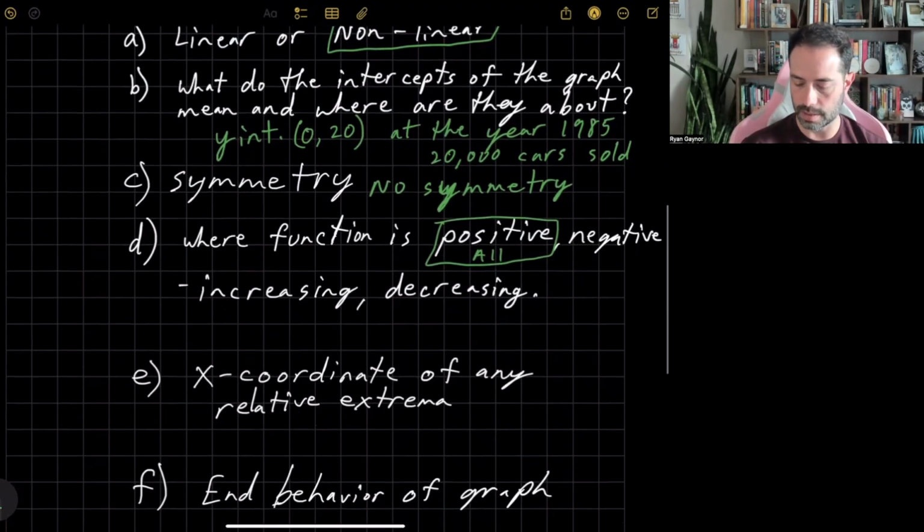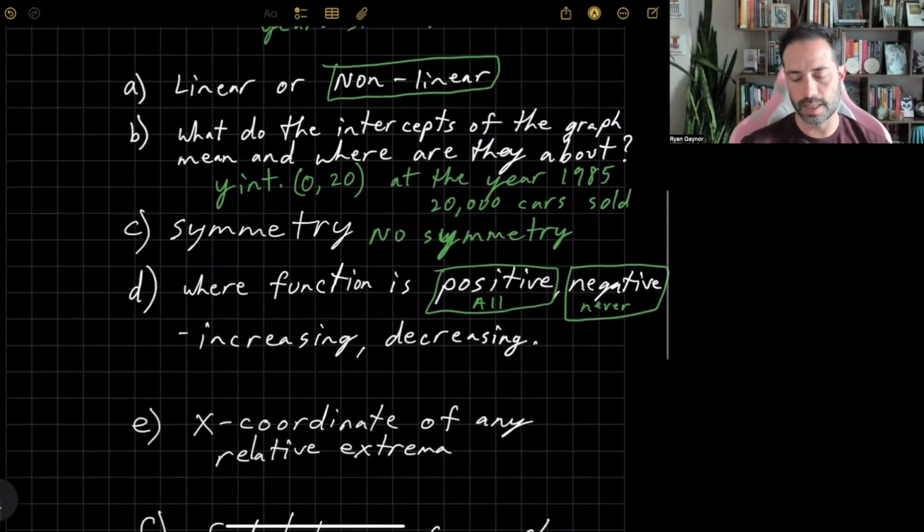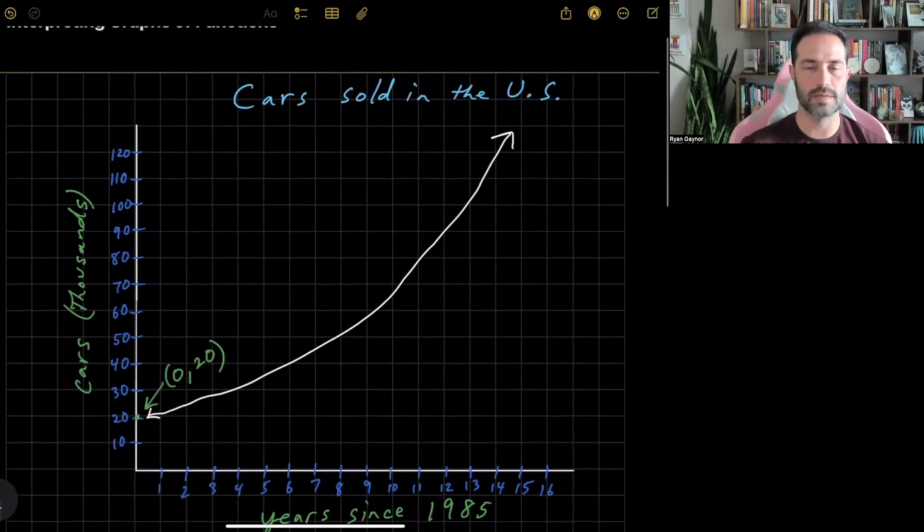So we can say never for the negative. All right, so now that's done. Now we go back to the graph and they're asking about where it is increasing.